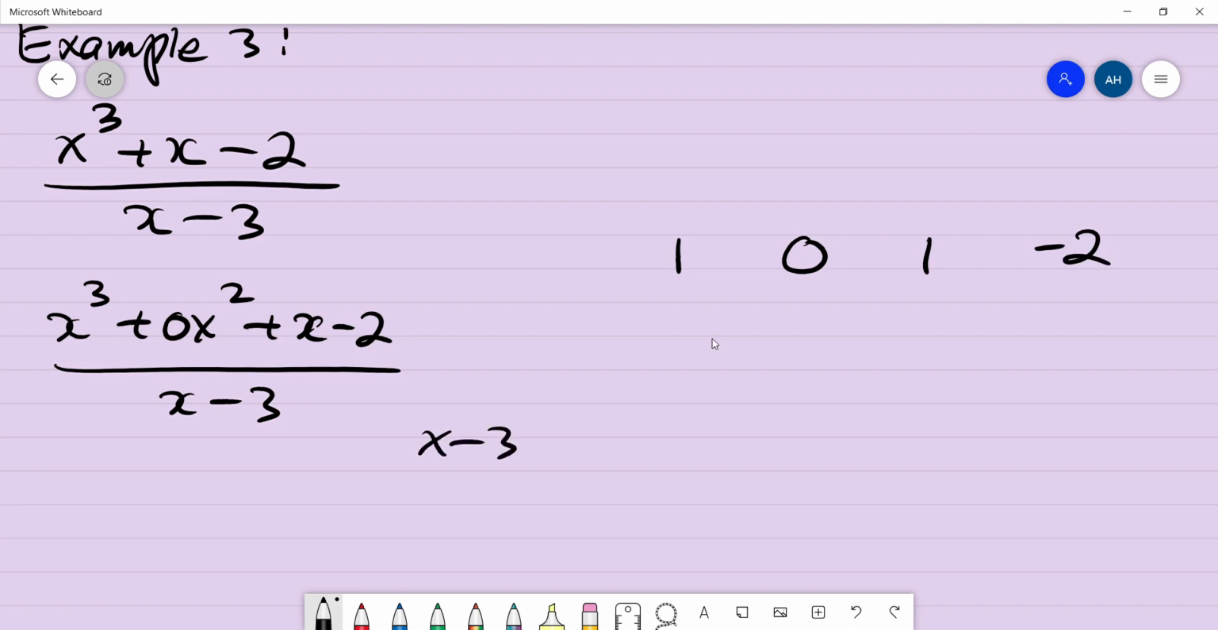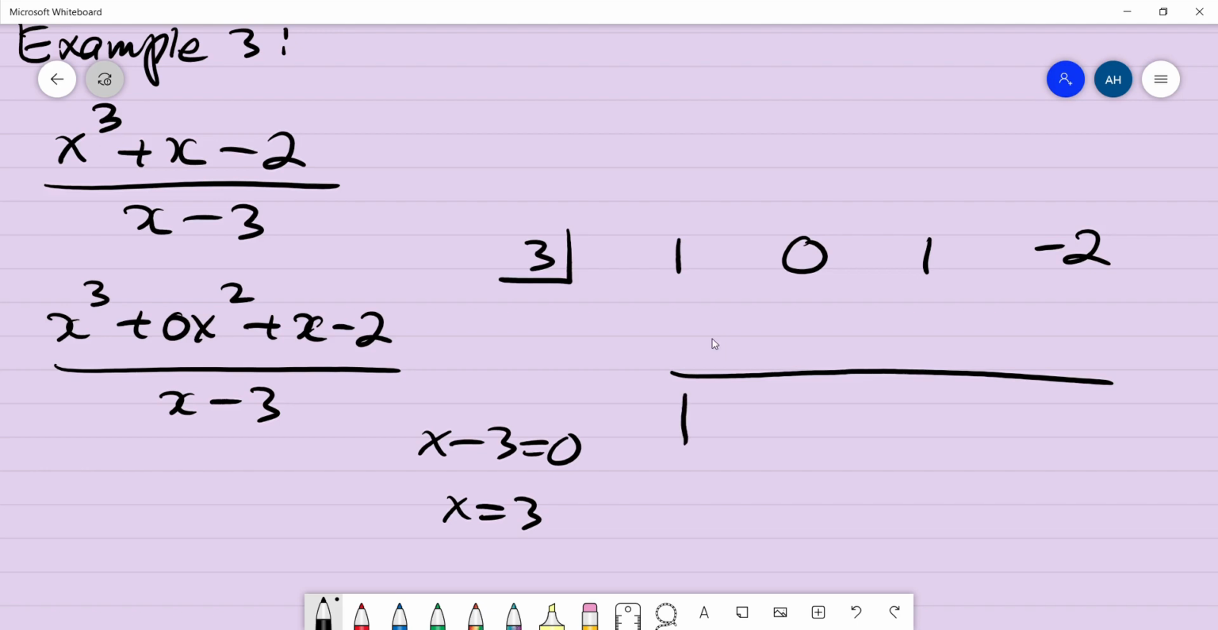Now x minus 3 is equal to 0, so we have x equal to 3. In our little box over here, we have 3. This is our line there. We copy down the first coefficient, the first number is 1. So 3 times 1 is 3. 0 plus 3 is 3. And 3 times 3 is 9. This number 1 plus 9 is 10. And 3 times 10 is 30. Negative 2 plus 30 is 28. That will be our remainder.